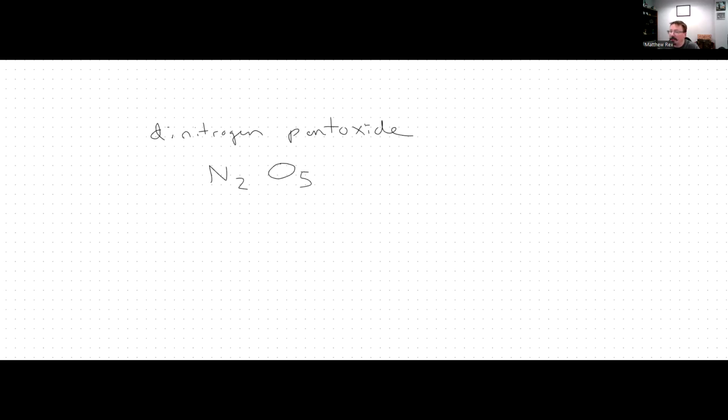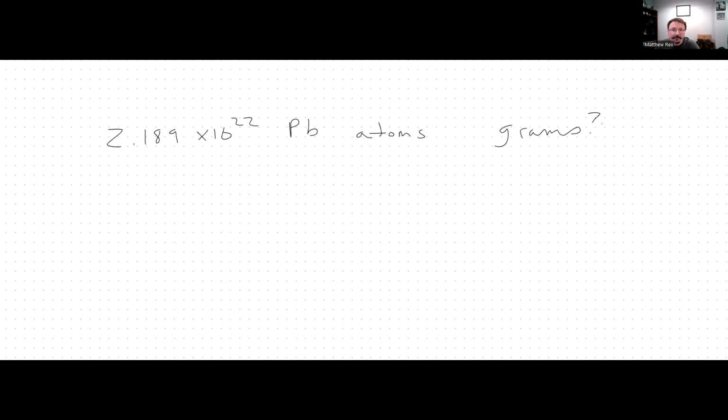All right, and then very last problem. If I have 2.189 times 10 to the 22 lead atoms, what's the mass in grams? So easiest way to do this, I can find lead in the periodic table. I can find its atomic mass. If I scale that up to an entire mole of the substance, that's not its mass in AMU, but its mass in grams. So 1 mole of lead should weigh 207.2 grams.